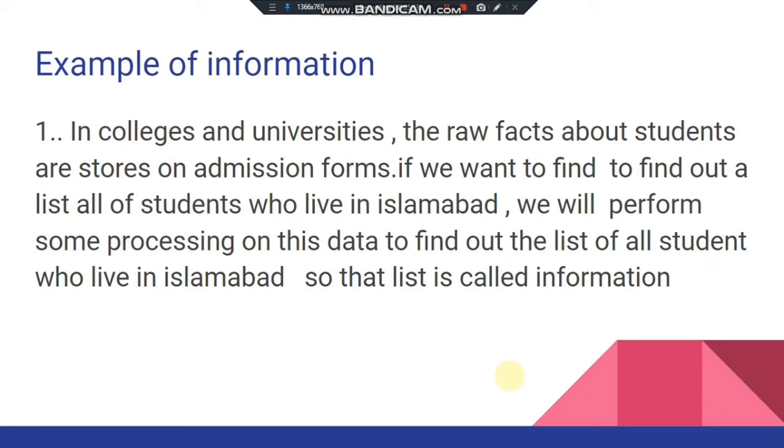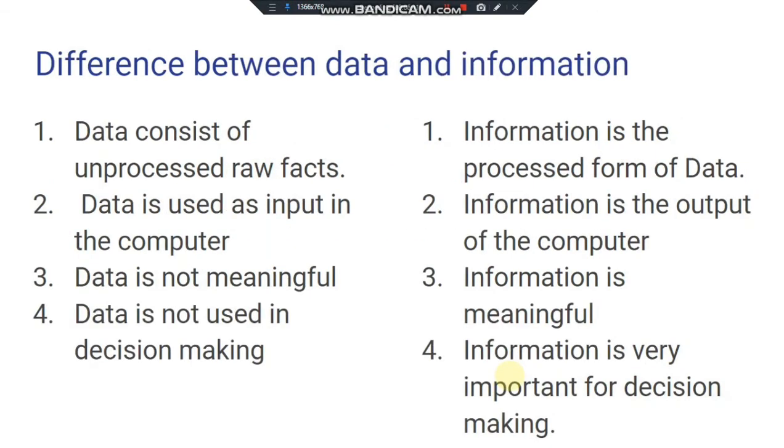So data is all about the student: this name, father name, everything. But information is the collection of the students. So it delivers one message, that these students belong to this specific city. So it is information. Now we have the difference between data and information.